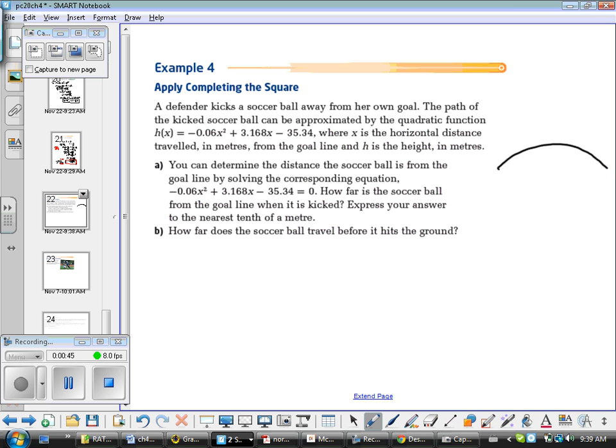You can determine the distance the soccer ball is from the goal line by solving the corresponding equation. How far is the soccer ball from the goal line when it's kicked? And how far does it travel before it hits the ground?